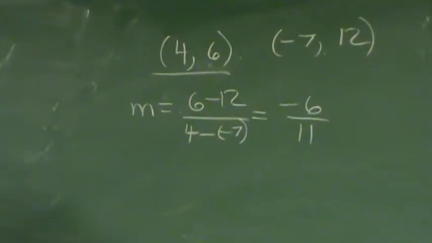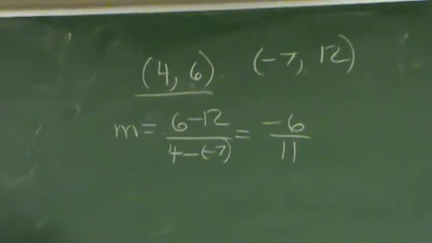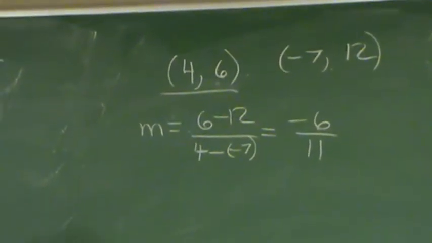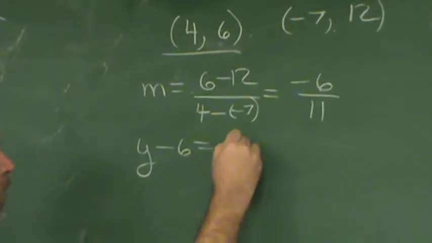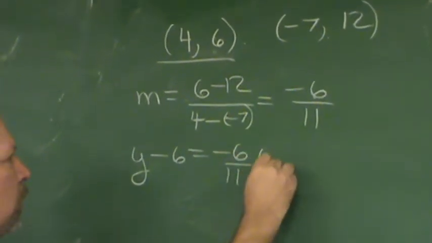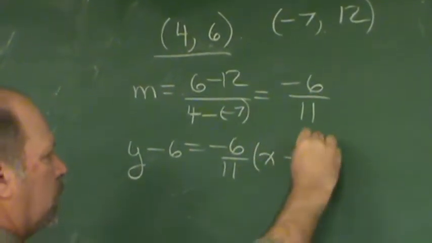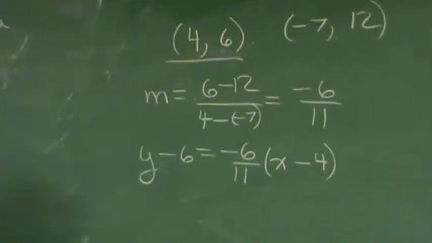I'll take that one because it doesn't have any minus signs in it. If any of them have a 0 in it, that's the one that I prefer to use. So I would write y minus 6 is equal to negative 6 over 11 times quantity x minus 4. And then just solve that for y.